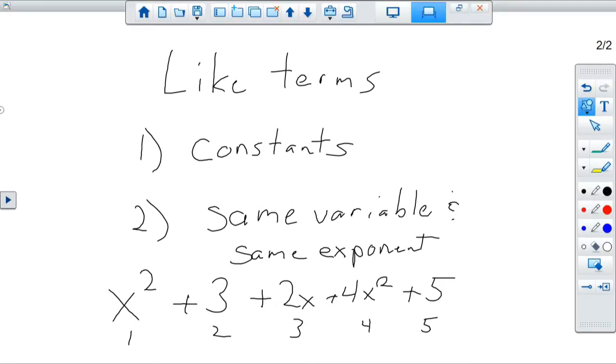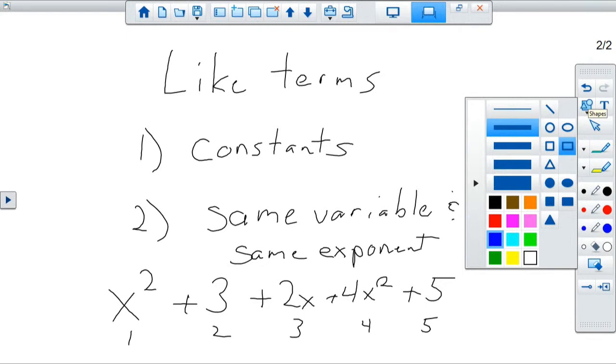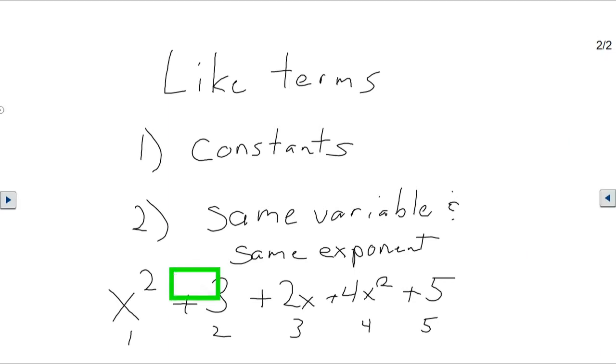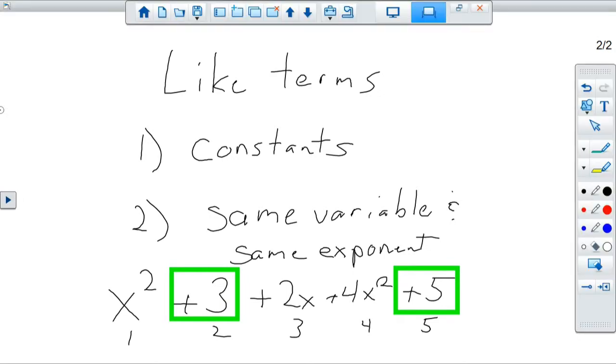Now if we want to think about what I can combine together, let's follow our rules here. The first rule is any constants can be combined together. As I look at my expression, where are my constants? Well, I've got a 3 and I've got a 5. So those can be combined together.